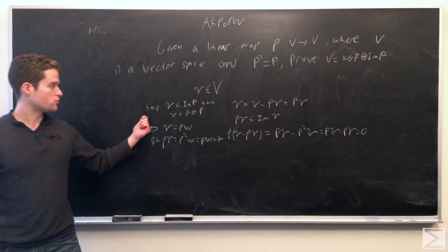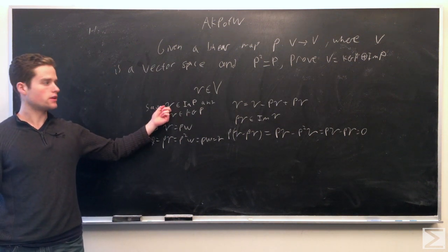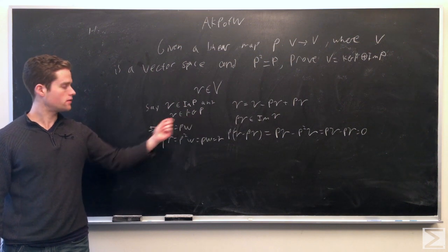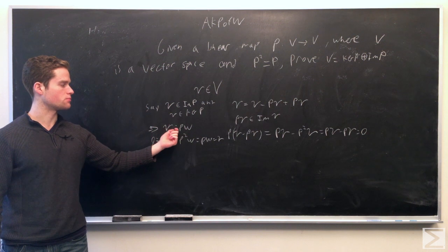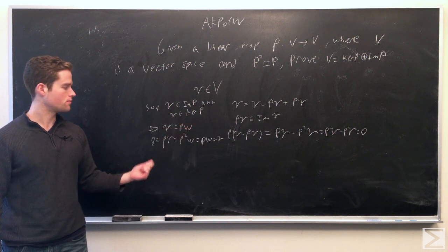So now assume little v is both in the image of P and the kernel of P. So that means since it's in the image of P, it's the image of some vector. So v equals Pw, where w is some vector.